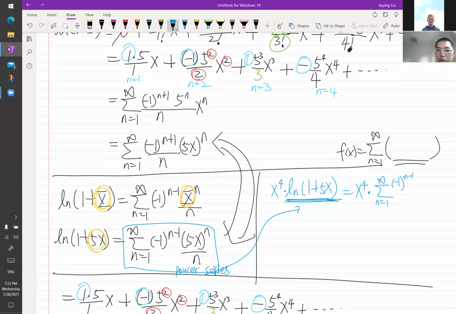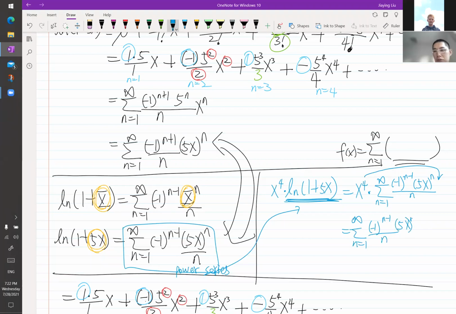Okay. It's a special type of power series, right? You find the natural log part first, and then after you find that, you can distribute the x to the 4th, bring it inside the sigma notation. So that will be sigma n from 1 to infinity. The -1 stays. The denominator n stays. The 5x to the n.